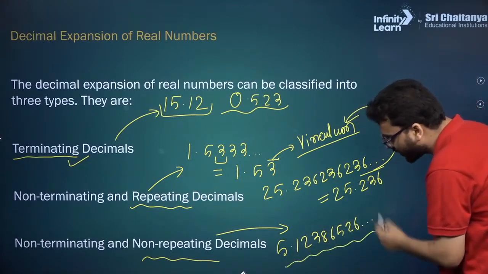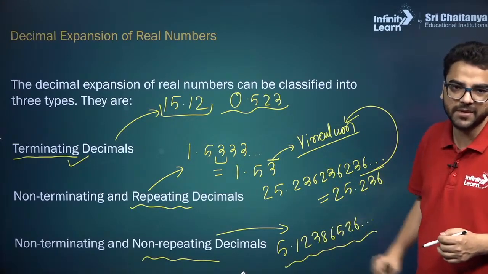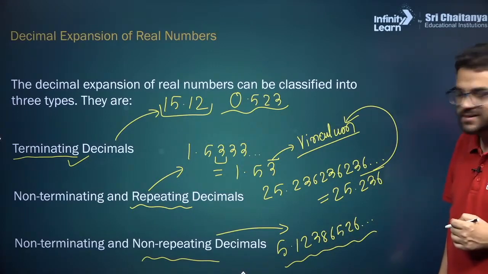I mean, anything is not repeating as well. So this is a neither terminating nor repeating decimal representation over here. I hope that is clear to everybody over here in the class.